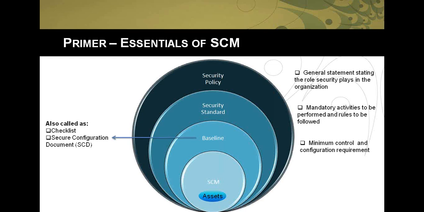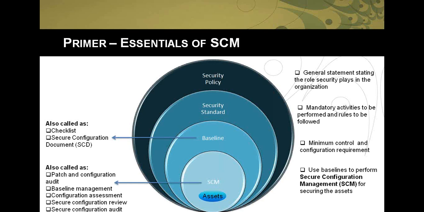Baselines are derived from security standards, and they define the minimum level of secure configuration any IT system, like server operating systems, network devices, security devices, databases, web servers, etc., should have to defend against attacks. These documents are also referred to as checklists and secure configuration documents. Organizations like CIS and NIST publish secure configuration documents for different platforms, which could be referred to while developing the baseline for an organization.